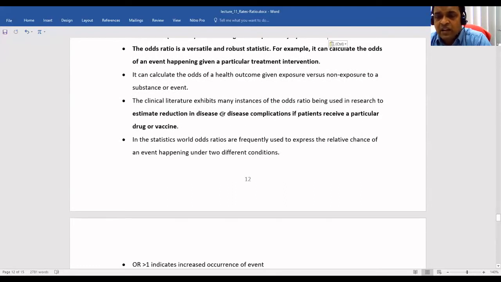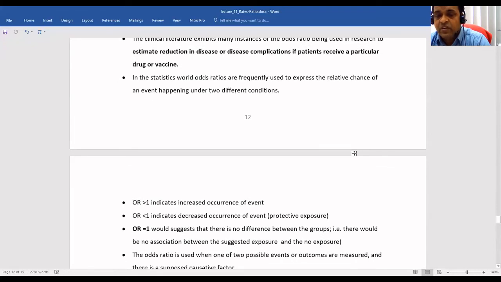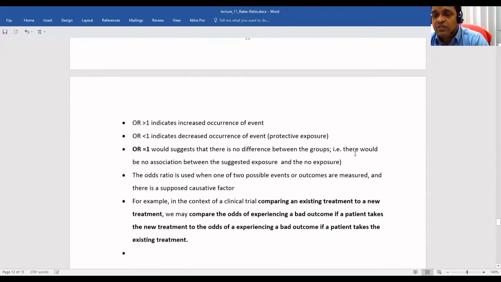Also in clinical trials, researchers are interested in estimating the reduction in illness or disease complications if patients receive a particular drug or vaccine. So we can use the odds ratio to estimate the reduction in disease or disease complications if patients receive a particular drug or vaccine. So how can we interpret the odds ratio?